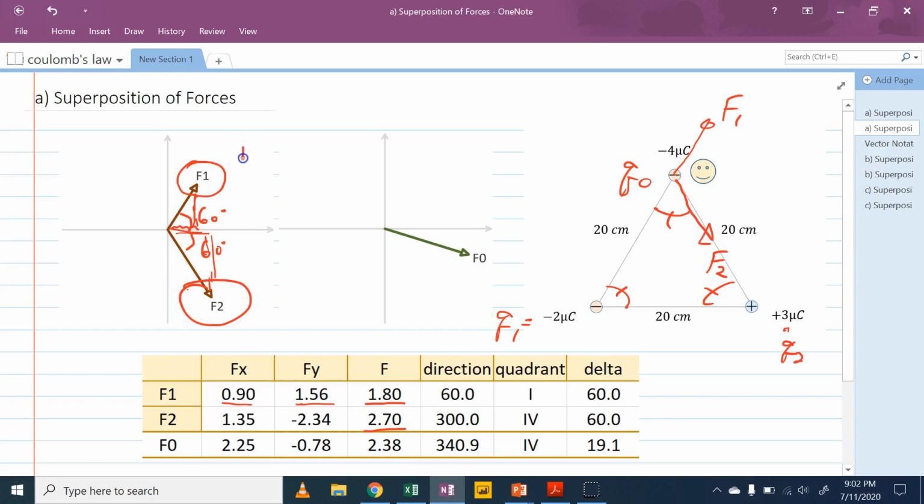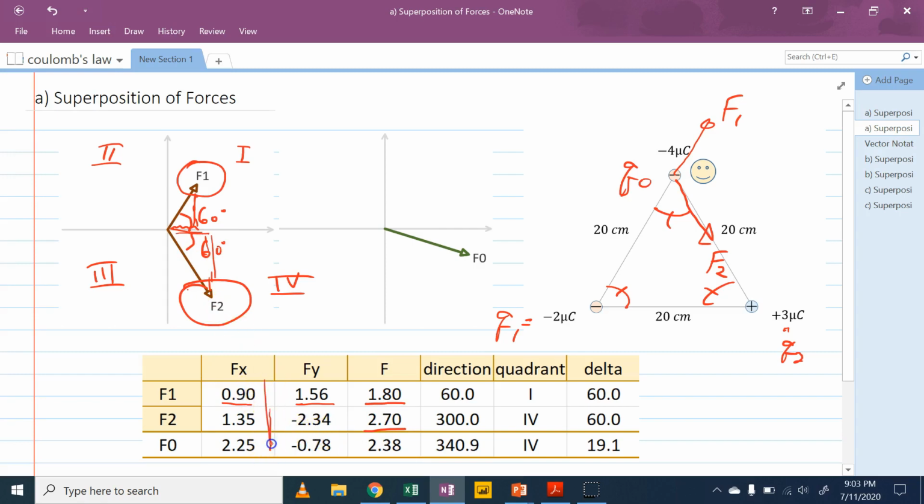Quadrants go 1, 2, 3, and 4, right? So F1 is in quadrant 1. It has both positive x and positive y components, but F2 is in quadrant 4, right? So it has positive x but negative y. So that has to be taken into account. So 2.7 cos 60 is 1.35. 2.7 sine 60 is 2.34, but in quadrant 4 we want that negative, so minus 2.34.